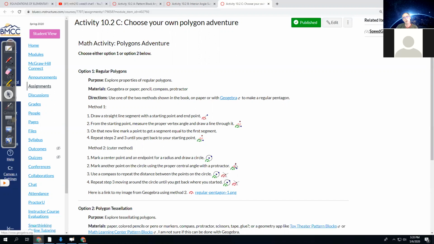So you've got a couple of options there. Either you're going to draw me something on paper using a compass and a protractor like the book shows, or you're going to try it with Geogebra. I can't easily do the compass with the computer, but I can talk about it, and I can use Geogebra, so I'll show you that.